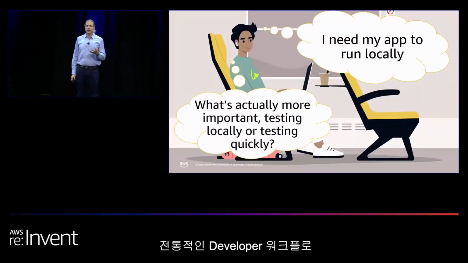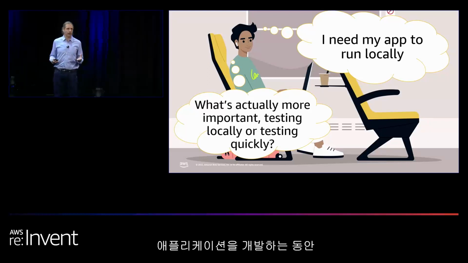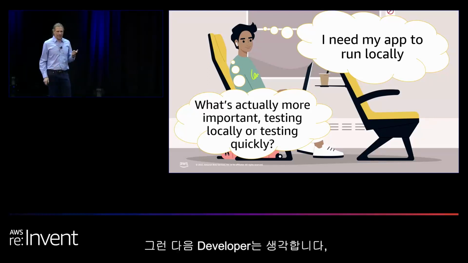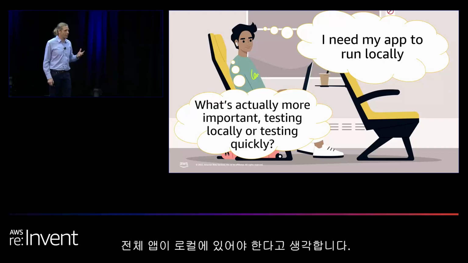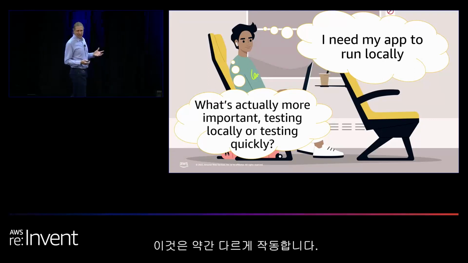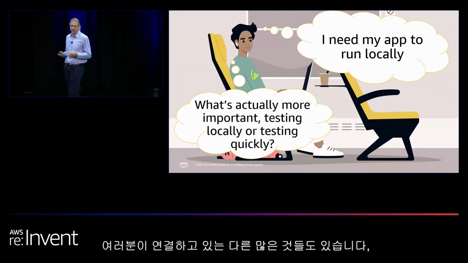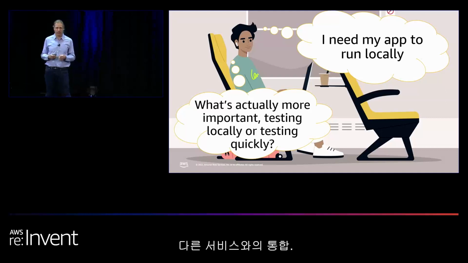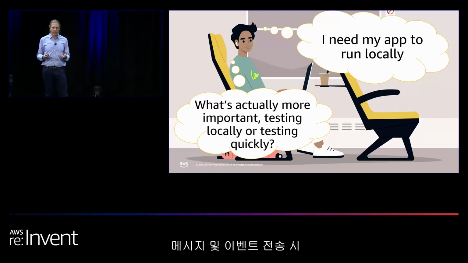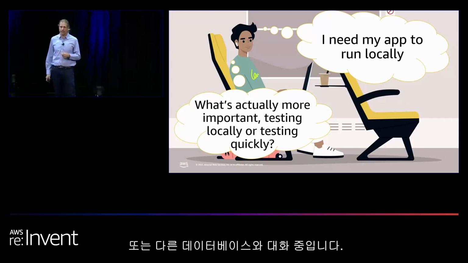A traditional developer workflow is often done on your local machine to get fast feedback while you're developing your applications. Developers then think they need to have their entire app locally and run everything locally. However, when you're building cloud applications, this works slightly differently, because sure, you've got code that you're developing, but there's also a lot of other stuff that you're connecting to, integration with other services. You're going to be sending messages and events, or maybe connecting to other APIs or talking to other databases.